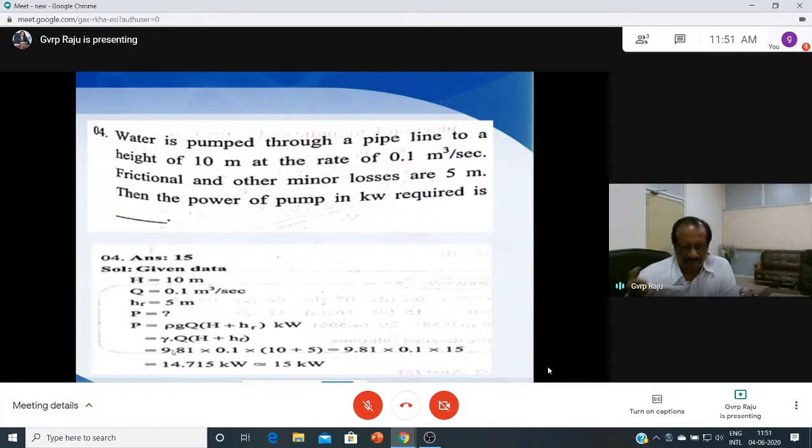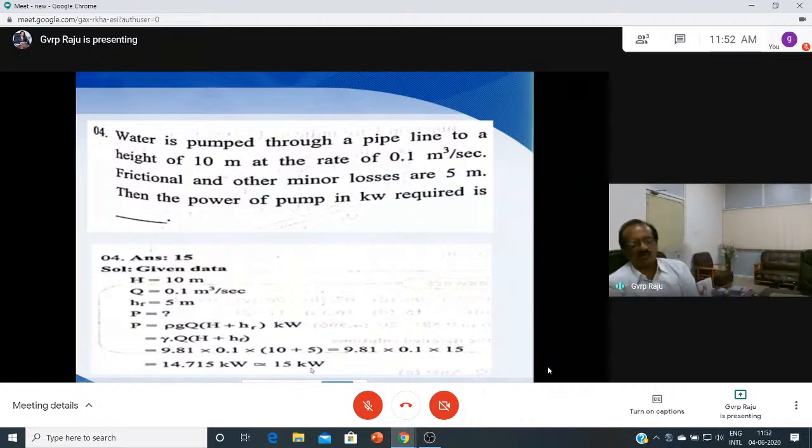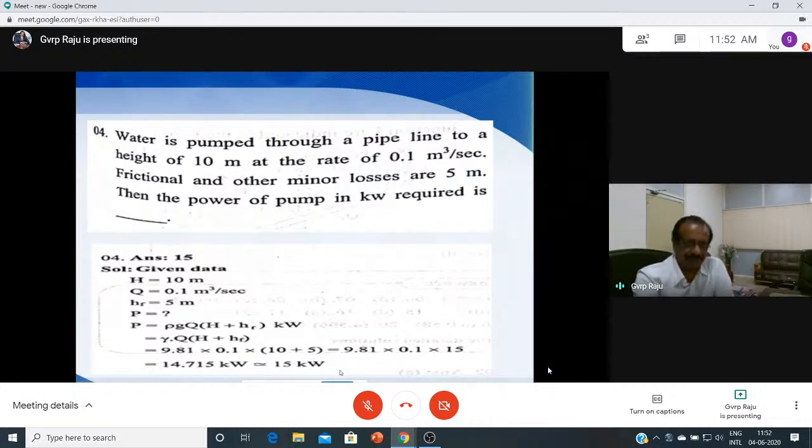Whatever fundamentals you learned in the initial classes of fluid mechanics, you are getting those fundamentals now, even in pipe flow problems. If you are not able to give the correct value to gamma here, the problem will be wrong, even though you know the equation. So 9.81 is kilonewton per meter cube, and discharge Q is 0.1 meter cube per second. H is 10 meters and the losses are given as 5. So 9.81 into 0.1 into 15 is around 15 kilowatt. I need to use kilonewton here to get kilowatt.